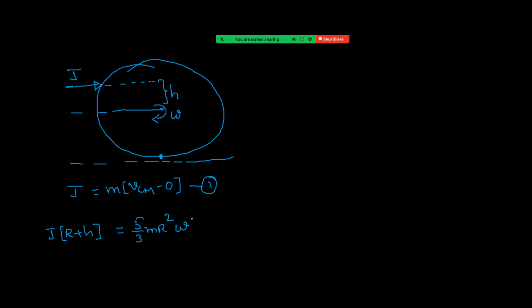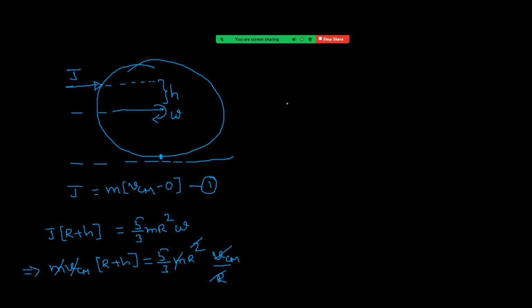Right? And see, in the place of omega what we can write. In the place of J, I am writing M into VCM. This is R plus H, and that is equal to 5 by 3 mR square. In the place of omega, I am writing VCM by R because no slipping. So I'm writing here VCM upon R. Now see what happens. M VCM gets cancelled. One R gets cancelled.